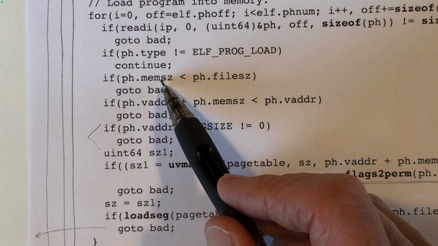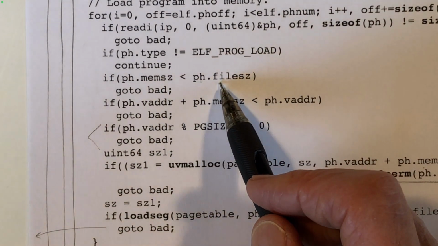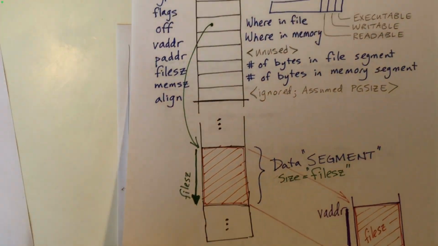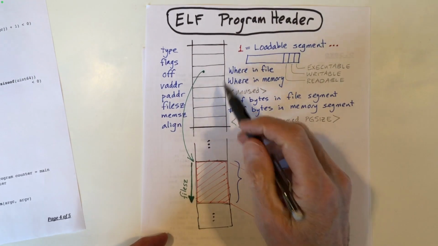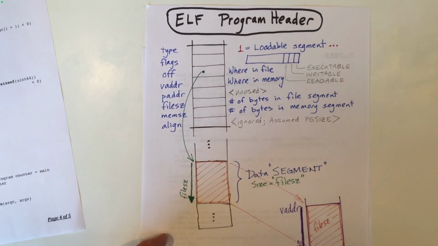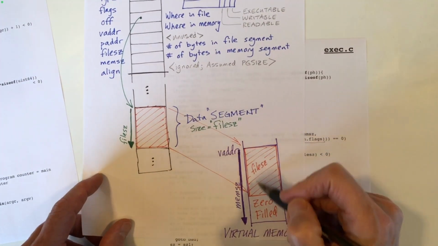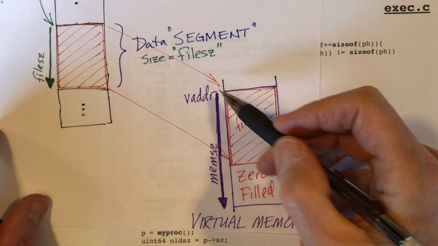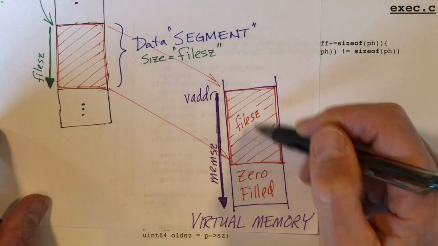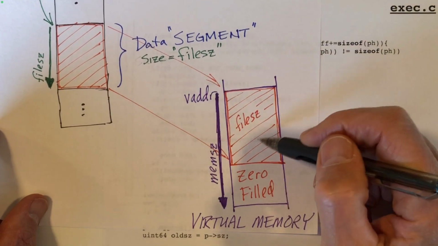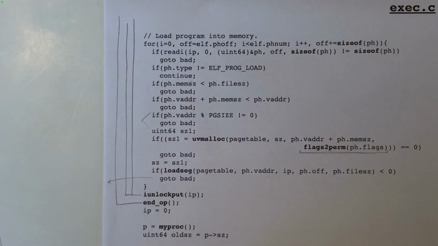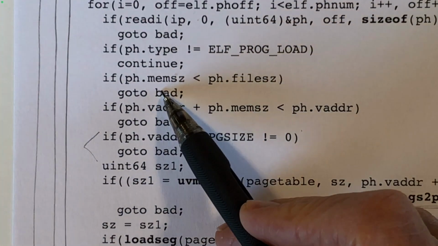And the next thing we check is mem size, and we make sure that it is not less than file size. Okay, remember that in the file, we have a segment, and the size of that segment is file size, and we're going to initialize a chunk of memory in the virtual address space, and the size of that chunk is mem size, and it better be at least as large as file size, so it ought to be able to contain all of these bytes here. So we're checking that to make sure that we don't have a problem there.